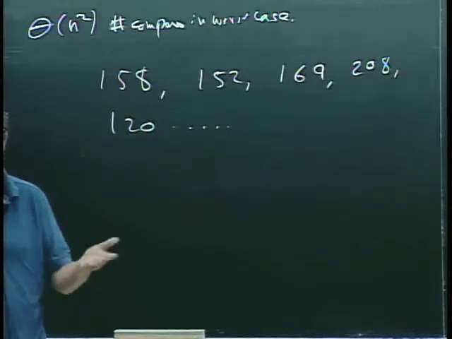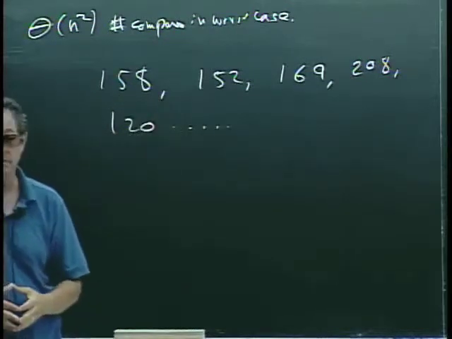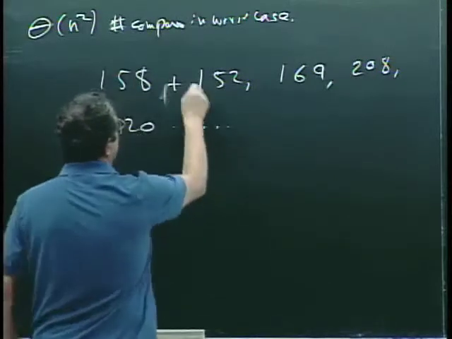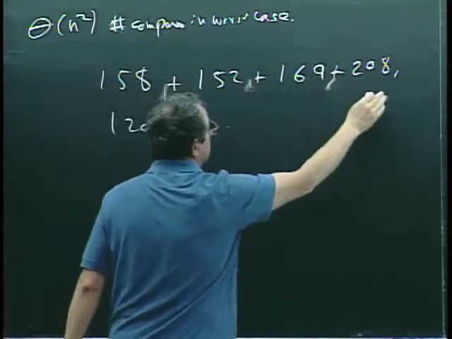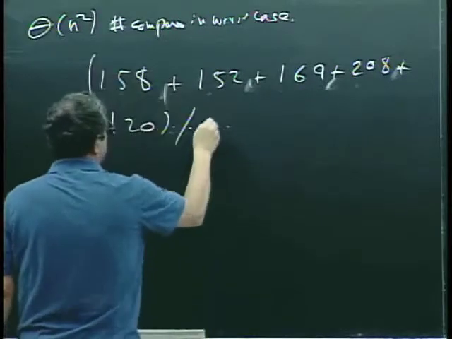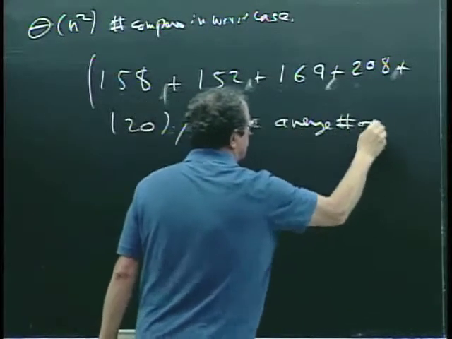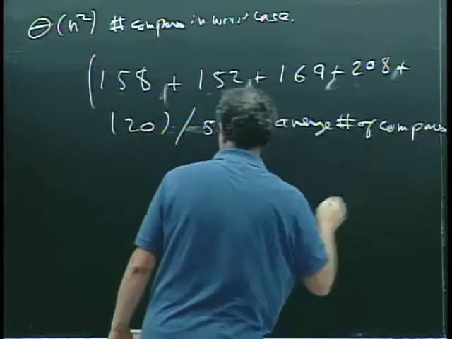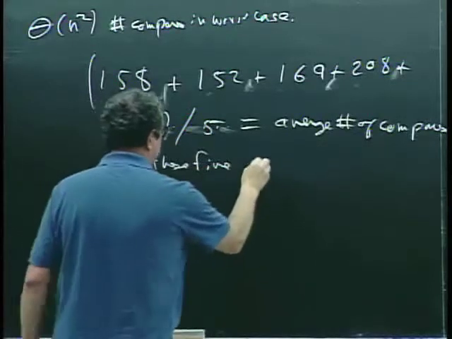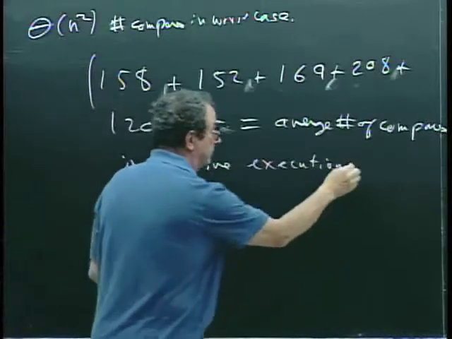What's a sensible way of trying to convey how the algorithm is behaving? I could average them. That's a very sensible thing. I could add them together: 1, 2, 3, 4, 5. It turns out this is 5. And that's the average number of compares in these 5 executions. And remember, it's executions with the same data each time.